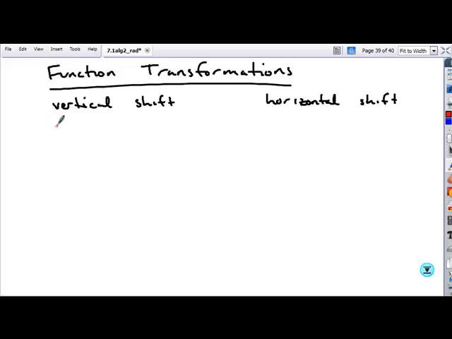Is if I have a function that looks like this. So if I take some function and I add or subtract a value outside of it, okay, that represents a vertical shift. Okay, so this one, f of x plus k, is going to be a shift up k units. And if I take f of x minus k, this is going to shift down k units.